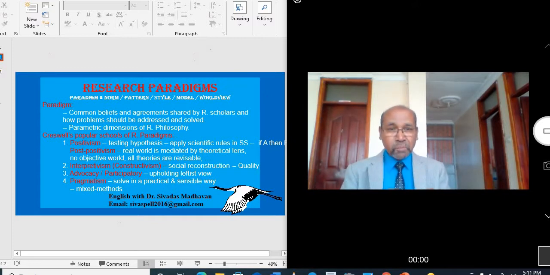So this type of scientific rule must be applied in social science also. That is the theory of positivists. Positivists want this, and this is completely quantitative. Quantitative research must follow the positive paradigm. But later, people began to think again and started revising it, and they said every theory is revisable.